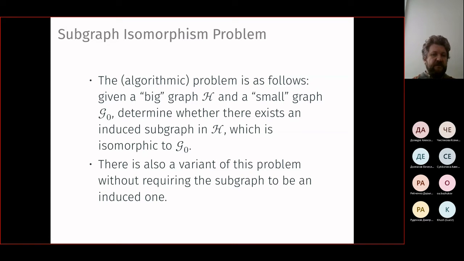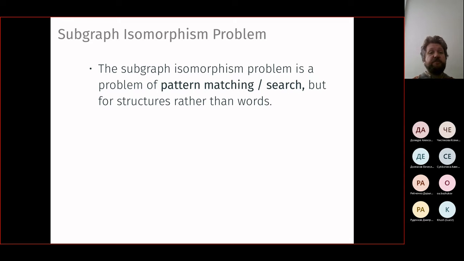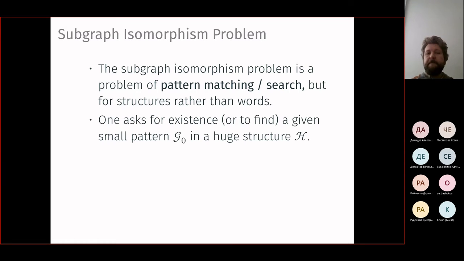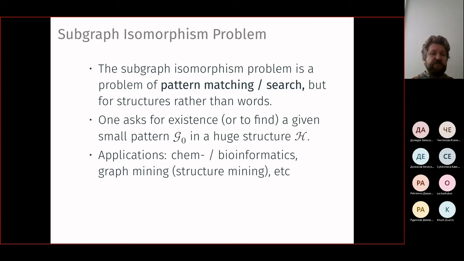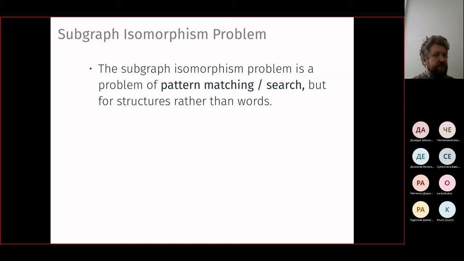Also, there is a variant of the problem without requiring the subgraph to be an induced one. So, as I said, it's a pattern matching problem, but for structures that are not words but graphs. Applications could be very different, let's say chemical or bioinformatics, when you try to find inside your big genome a substructure in a protein, for example. This is called graph mining, structure mining, where you have a big graph and you try to find something reasonable inside it, etc. And how do you think about the complexity of the problem?